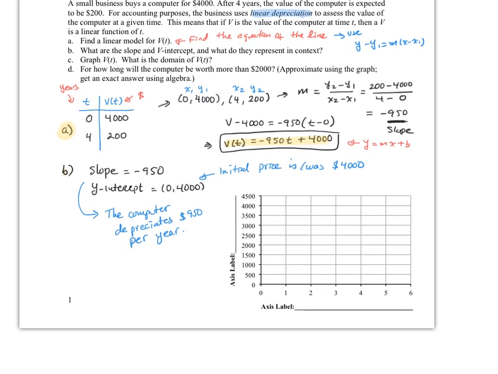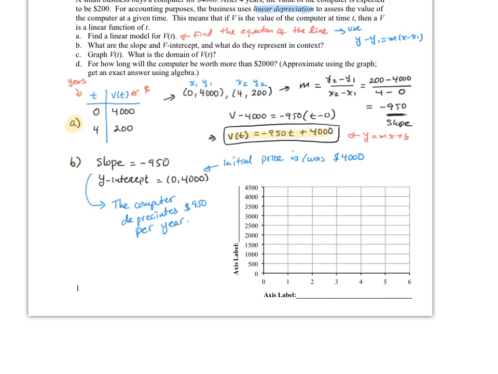All right, part C is asking you to do the graph. So to do the graph, you can use these points right here. When x equals 0, this is equal to 4,000, and if x equals 4, this is 200, which is somewhere here. Here you need to label the axes. So this is the number of years, and this is the price in dollars. And then you draw a straight line.